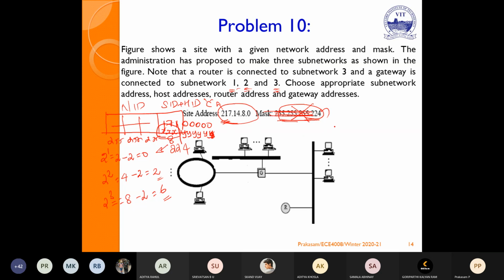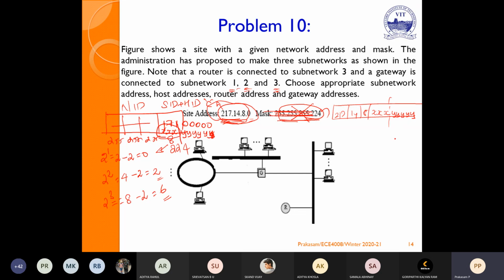Now we know that the first 3 fields we are not going to change. All these belong to the respective network. Only the last byte is allocated for both subnet as well as for the host. So we are keeping the first 3 fields as it is. Here 3 bits are for the subnet and 5 bits are for the host.